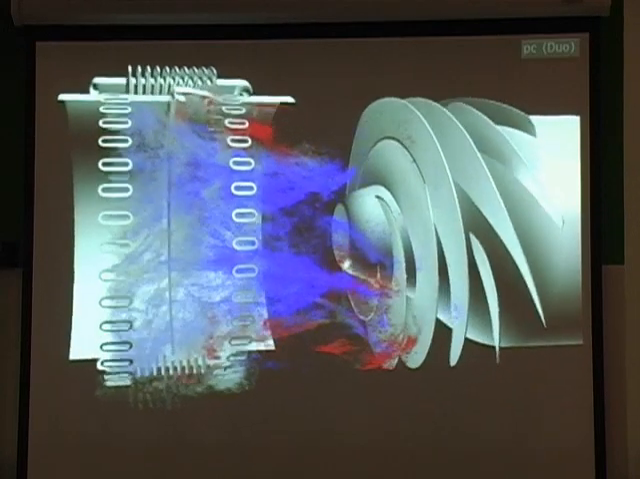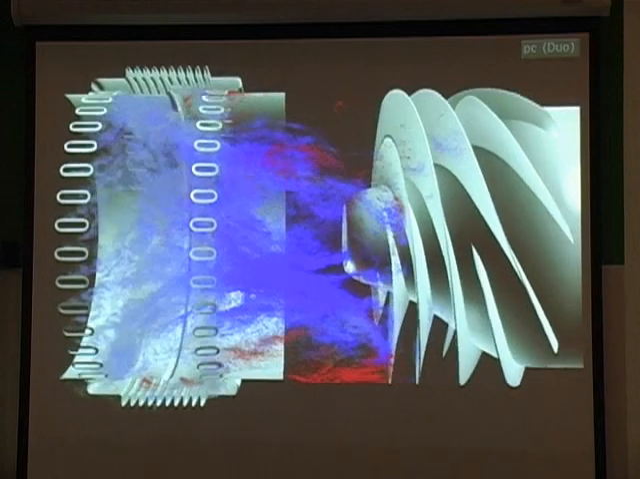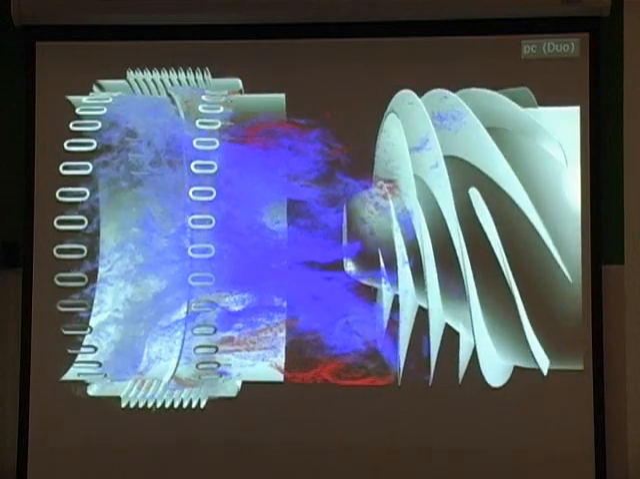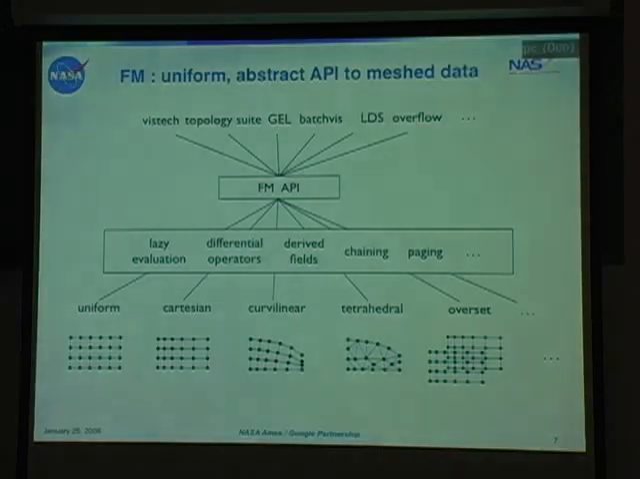Okay, so we want to create this visualization, and we're given this giant pile of mesh data. So how do we do it? Okay, so the first thing I want to talk about is our data model, and this pretty much summarizes what it does. The data model is called the field model, or FM, and it basically gives us a uniform abstract interface to underlying discrete data.